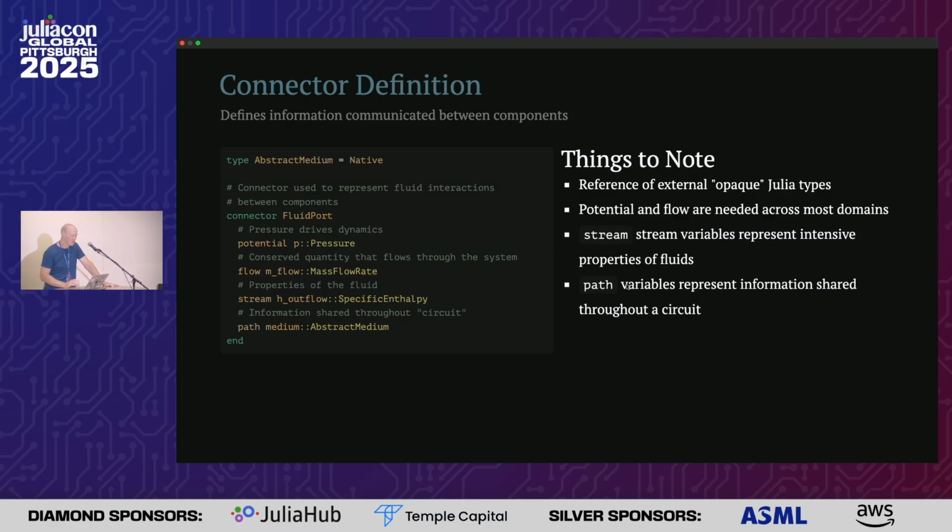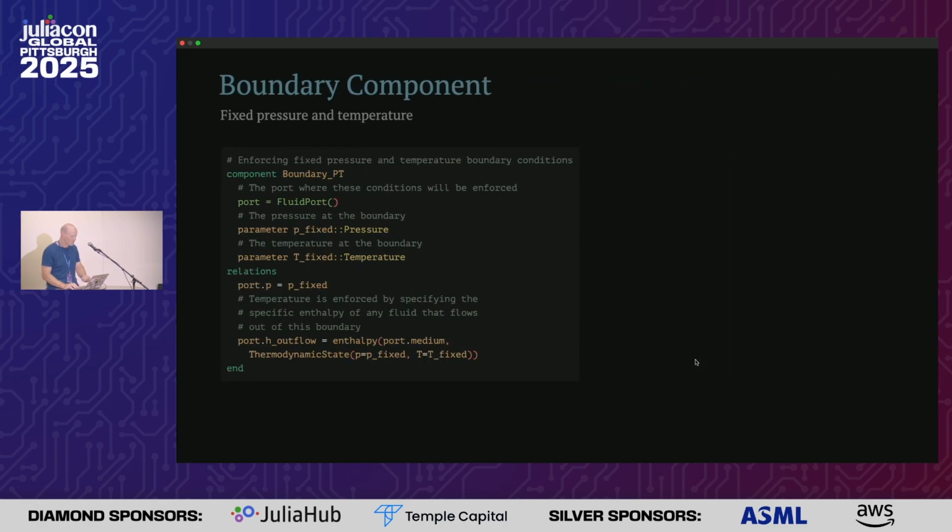And then in Dyad, we have this concept of a path variable. And a path variable is some variable that is essentially shared across some circuit in the system. So whatever kind of system you're talking about, in this case, fluid systems, the idea is that if you have continuity through that thing to form a circuit, every component along there, every connector in that circuit has this same piece of information on it. And in this case, it's the particular fluid model that we're interested in.